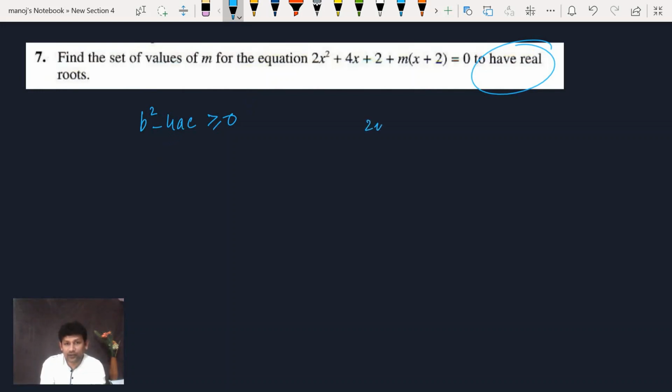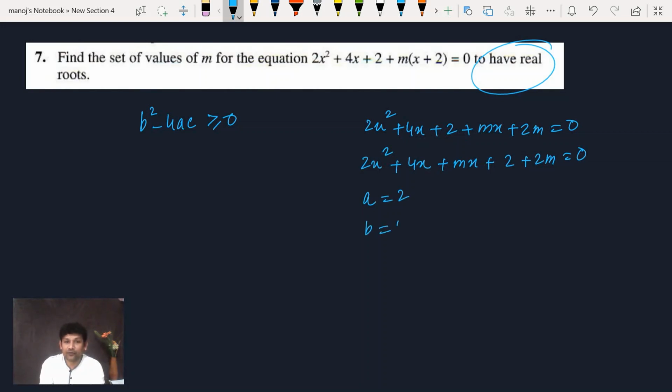Okay, I can just do one thing. What's the exact equation you will have after simplification? This is mx plus 2m is equals to 0. 2x square plus 4x, and this is also 4mx plus 2 and plus 2m is equals to 0. The value of a is 2, the b is 4 plus m, c is 2 plus 2m, and you can put this value here and use the same method to get the answer. Yes.